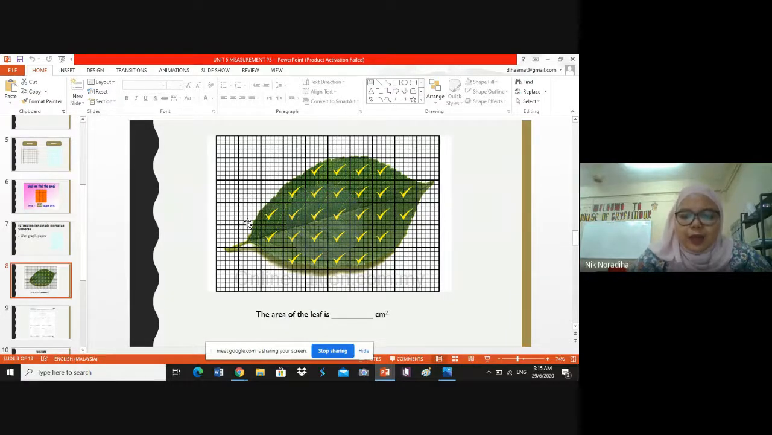Okay, you put the leaf on your graph paper. Then you have to count. Can you see the small square here? If the shape of the leaf exceeds half of the square, you have to count it. For example, look at these two squares. Okay, this first one that have a yellow tick here, the area of the leaf exceeds half of this square, but this one does not exceed half of the square. So that's why we didn't count this one. So this is how you find the area using graph paper.